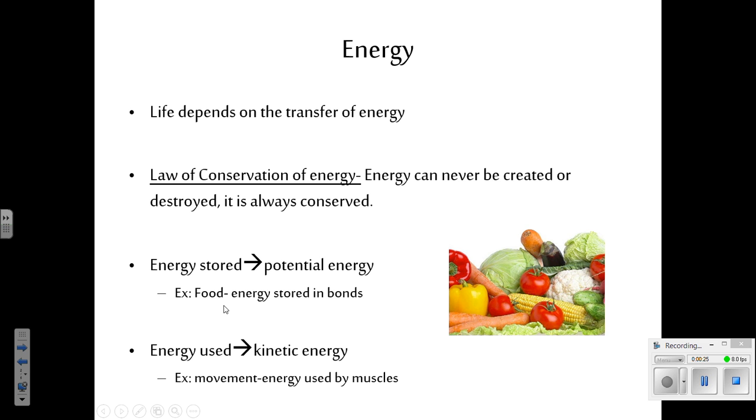What we call potential energy just means stored energy. So for example, in food, that stored energy is actually in the bonds in the food. And then what we call kinetic energy is energy that is in motion or energy being used. So an example of this would be in our bodies. The energy used by our muscles, called ATP, to help us move, that would be kinetic energy. So stored energy versus energy in motion.